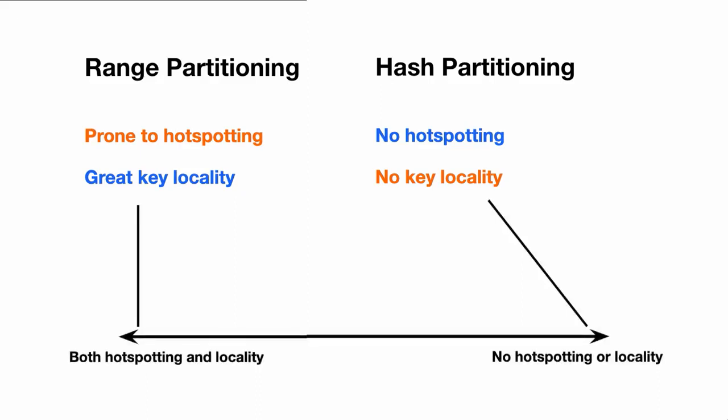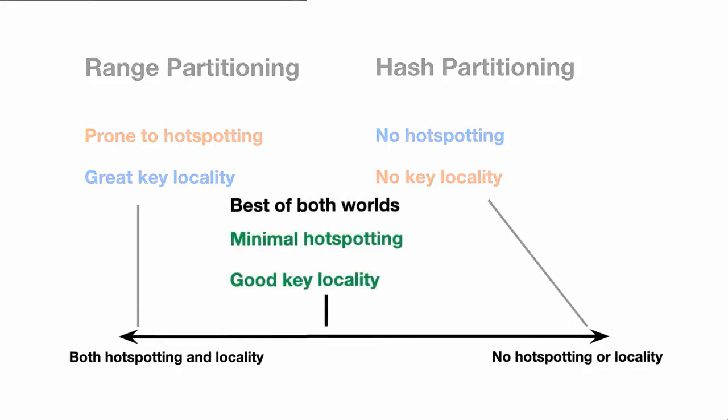So what we realized when we were making Osiris was that it doesn't have to be entirely one or entirely the other. In the center of the double-ended arrow, text, best of both worlds, minimal hotspotting, good key locality. What if we actually had a spectrum from no hotspotting and no key locality to a bunch of hotspotting but great key locality? Then you could kind of get a best of both worlds, where I have enough key locality that my queries are efficient, but not so much key locality that I run into major hotspotting issues.